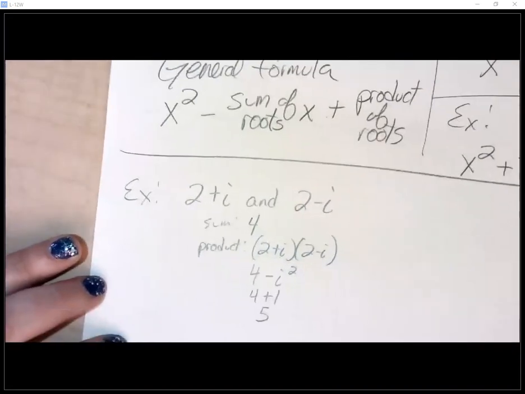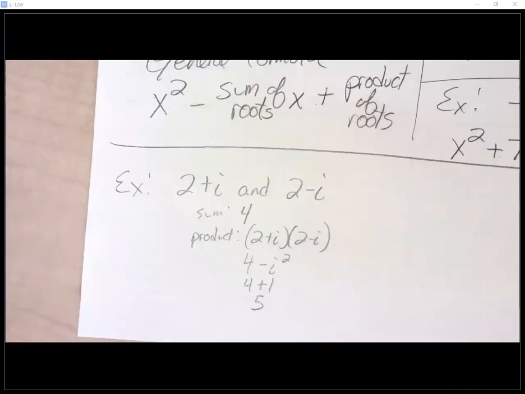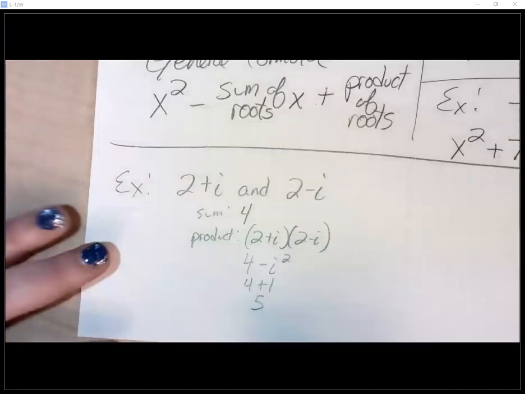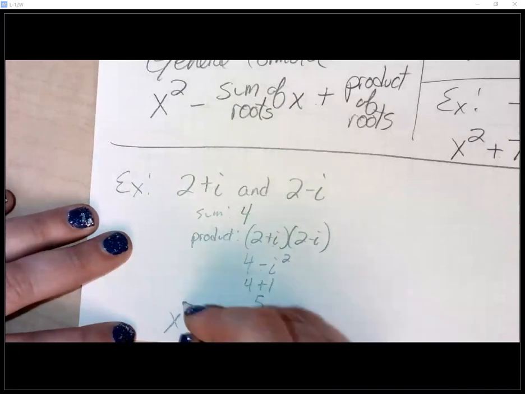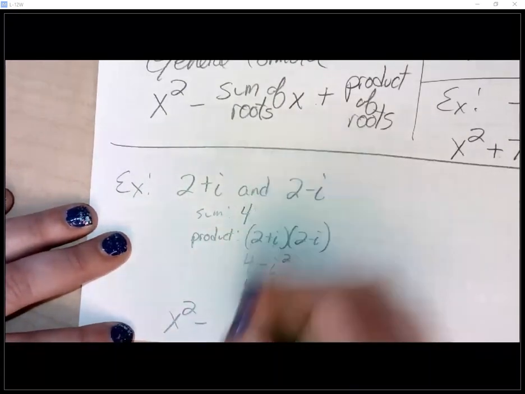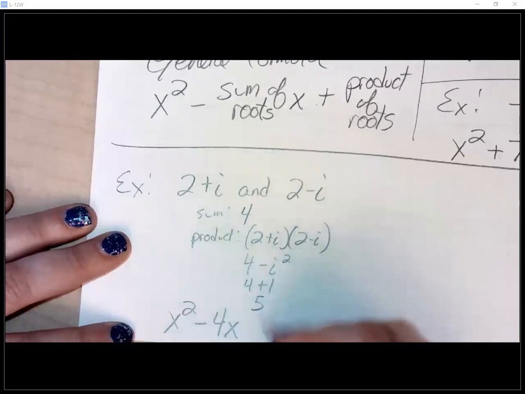You see that? So I have to do a little bit of work out. It's not as easy when it's just regular numbers. I can just do it in my head. But now I have the sum and I have the product. So I just pop it in the formula. Check this out. X squared minus the sum plus the product.